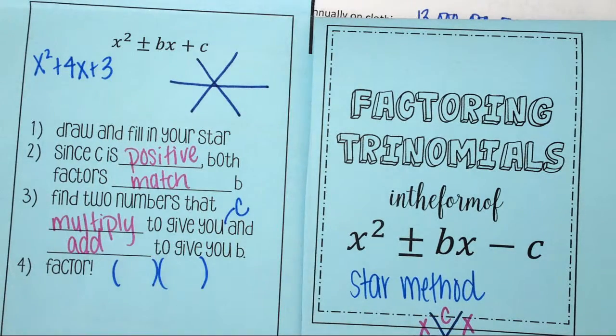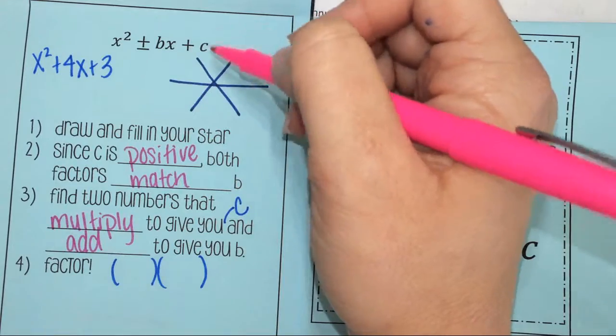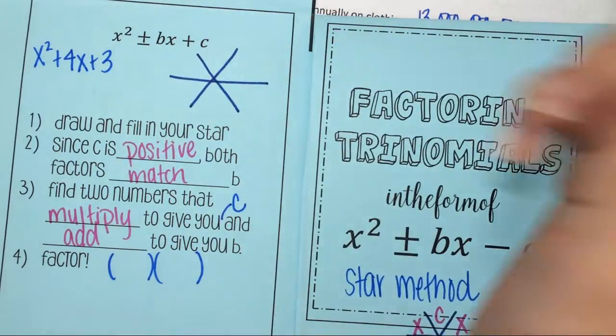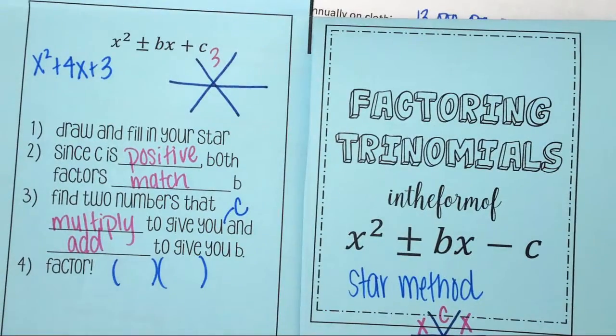Alright, so now we're going to factor this. We draw and fill in our star. Now, every time in the top of your star, we put C. So what is C in this problem right here? 3. So you're going to put 3.